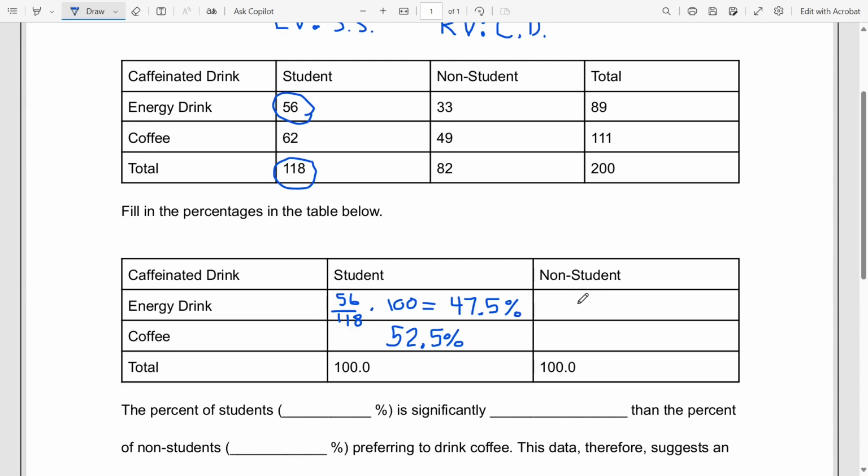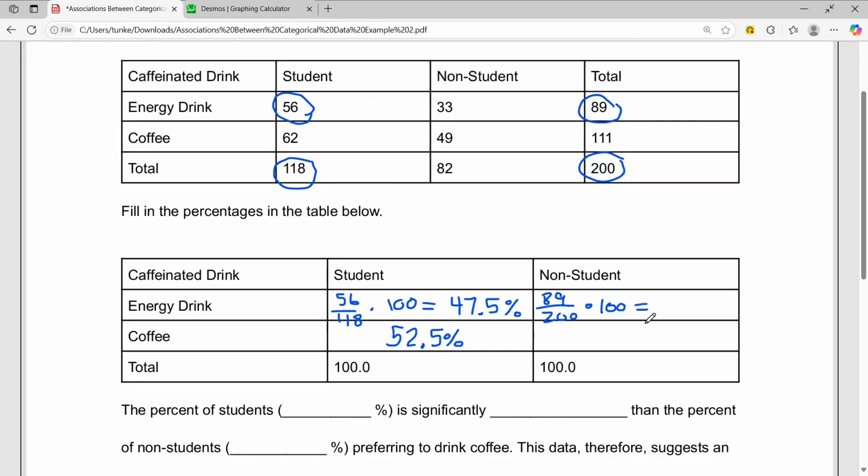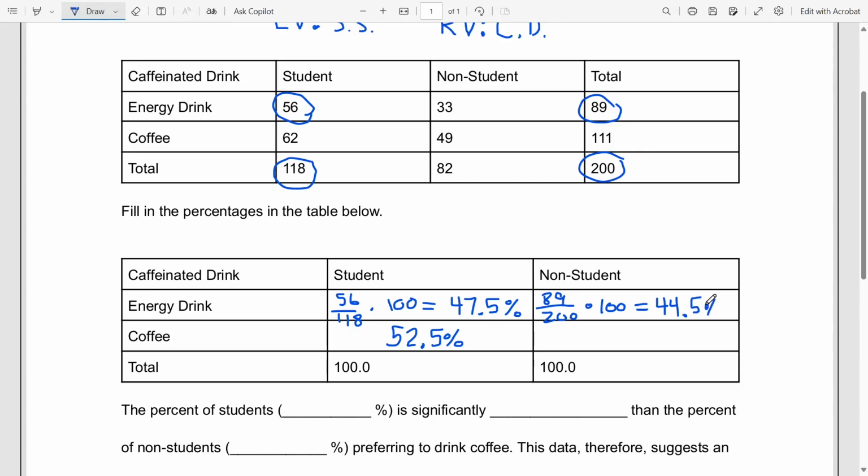Okay, to figure out the percentage of non-students who prefer energy drinks, we'll take 89 and divide by 200. And multiply that by 100. And so 89 divided by 200 times 100, we get 44.5. So 44.5%. And if we take 100 and we subtract 44.5%, we're going to get 55.5%.